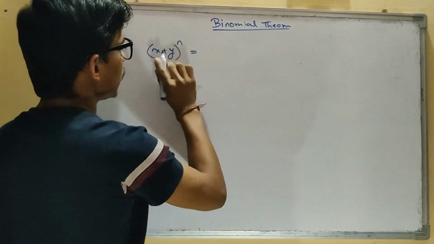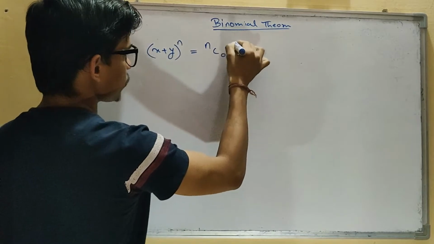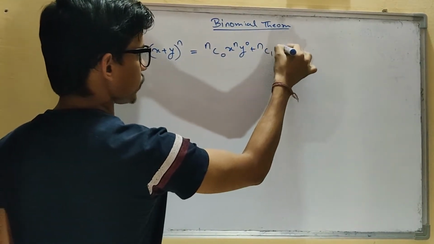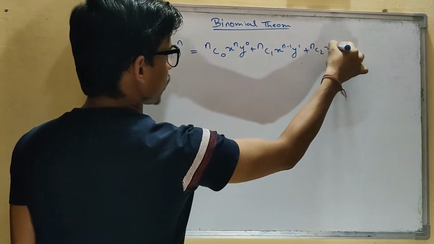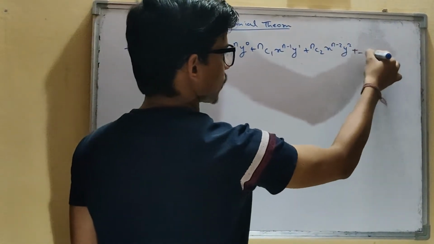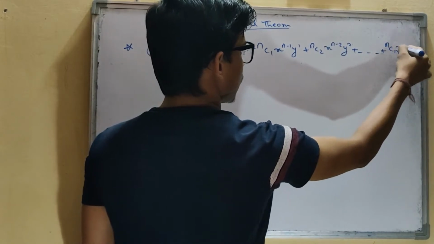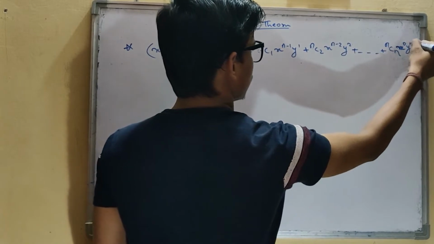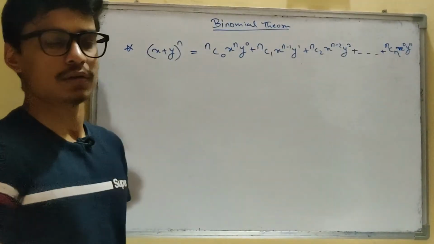Now the formula is like this: nC0 x to the power n and y to the power 0, plus nC1 x to the power n minus 1 and y to the power 1, plus nC2 x to the power n minus 2 and y to the power 2, and so on. It goes like this, and in the last it will be nCn and x to the power 0 and y to the power n, right? So this is how the expansion works.